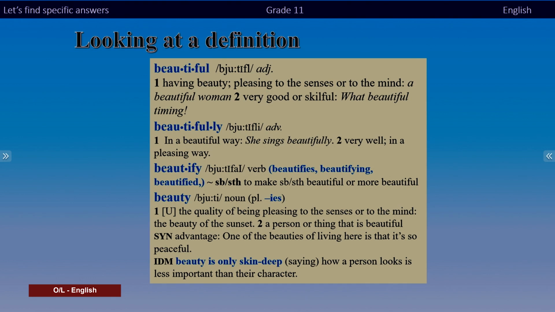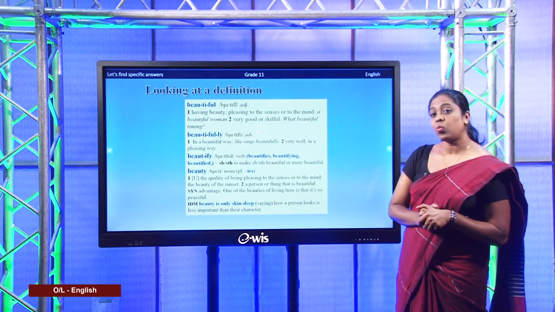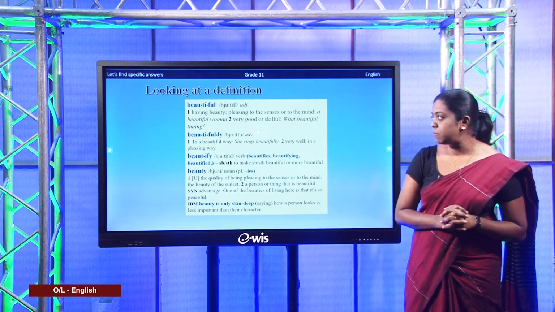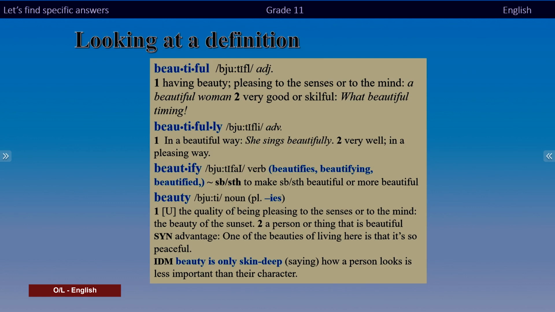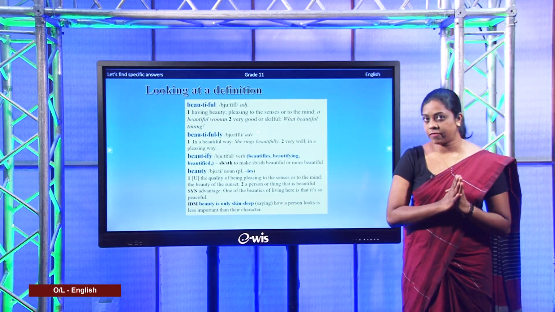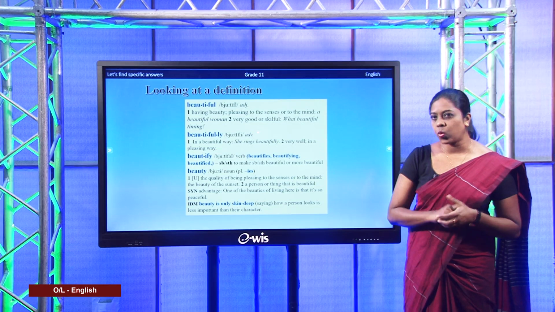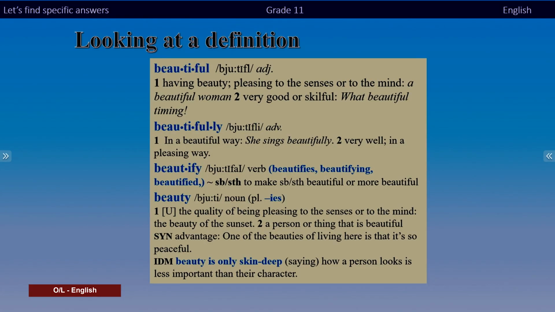Excellent, that is ADV, which stands for adverb. Once again you have the meaning there, two different meanings along with the examples. In a beautiful way: she sings beautifully is the example. Very well, and the example is in a pleasing way. So this is a dictionary page I have taken, and you can see the different forms of the same word here: beautiful, beautifully, beautify, beauty, and so on.